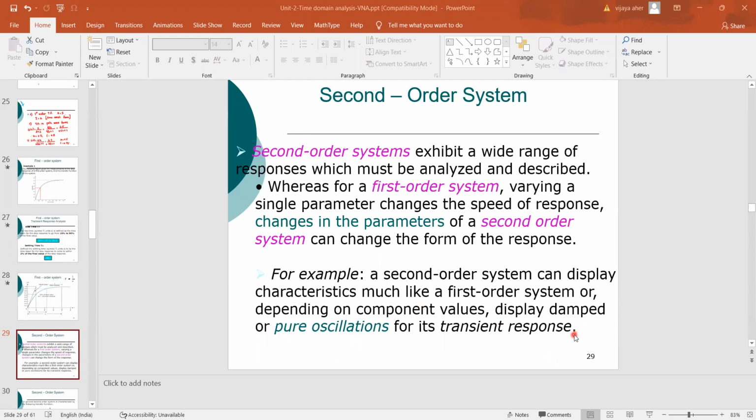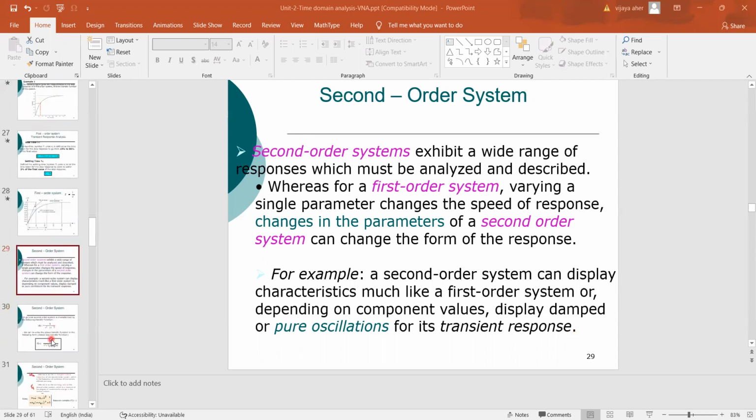Now in second order system, students, we are going to use the equation for the transfer function of the process, and in that equation two parameters are very important. That is nothing but omega n and zeta. What is omega n? Omega n is nothing but natural frequency, and zeta is nothing but damping factor. So let us see the equation in terms of omega n and zeta.